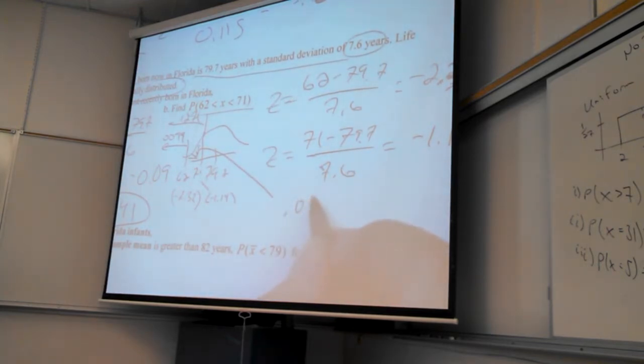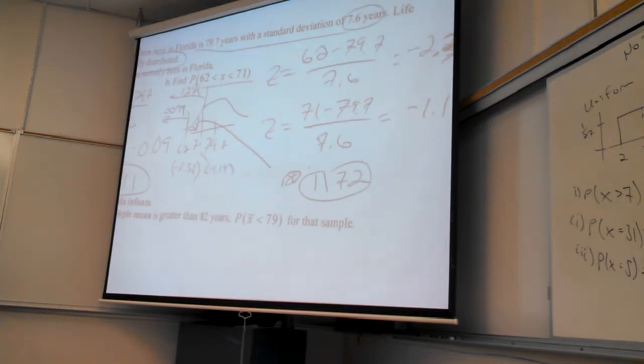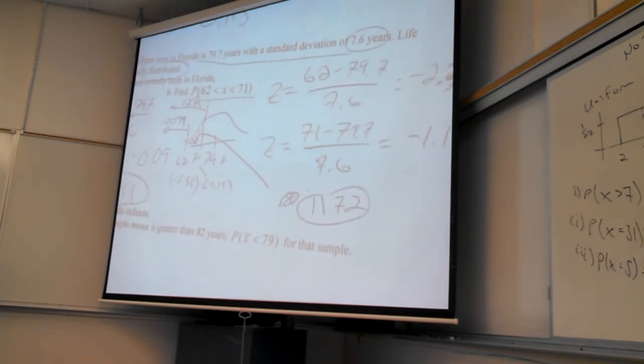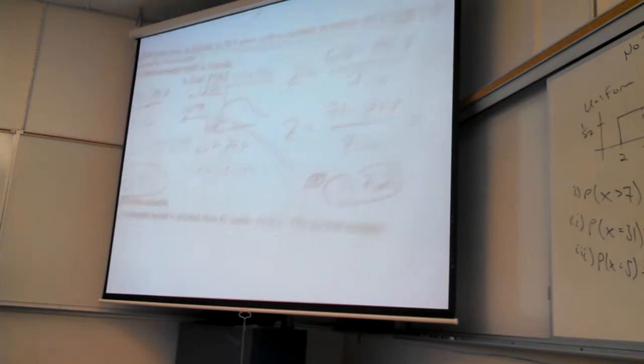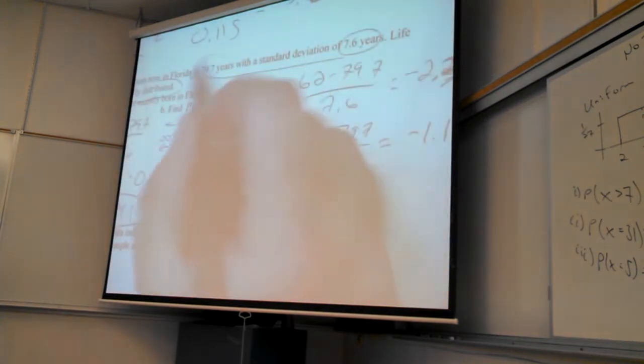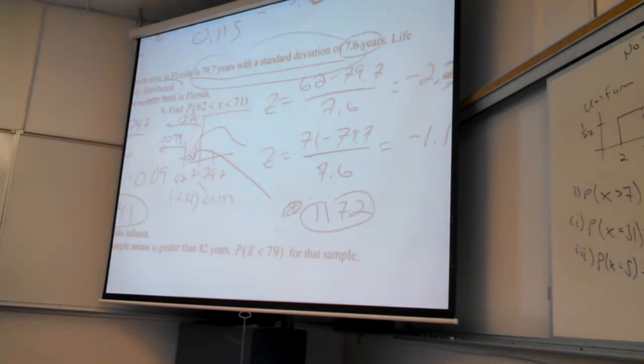0.1172. All right. So about 11, almost a 12% chance somebody born in Florida now would live to be somewhere between 62 and 71 years old. That's physically what that answer means. All the data that you give us is true? This was true a few years ago when I looked it up. It might have changed by now, I would think. All right.